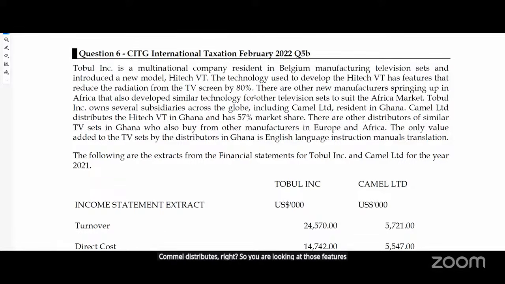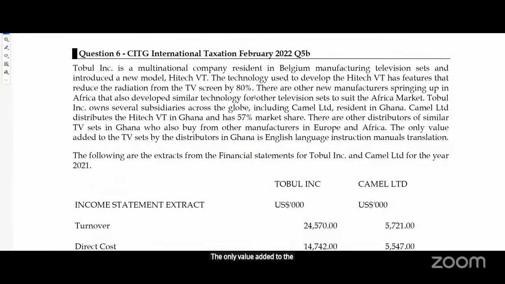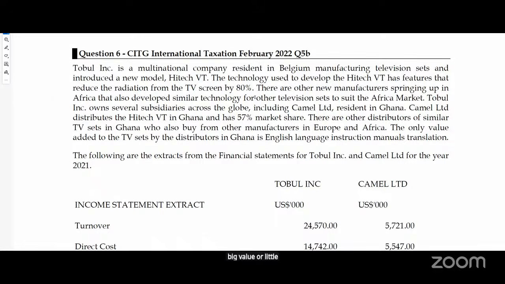There are other distributors of similar TV sets who also buy from other manufacturers in Europe and Africa. So since there are other distributors like this, it means that we can easily get an arm's length margin from the other distributors. The only value added to the TV sets by the distributors is an English translation manual. Is that big value or little value? Little value.